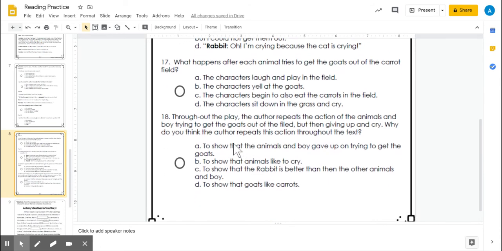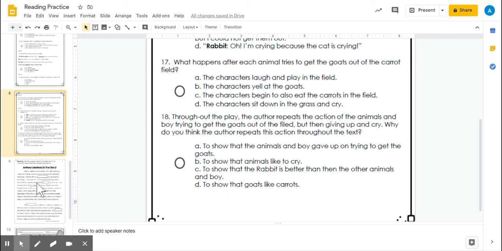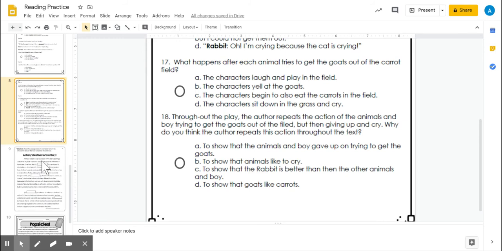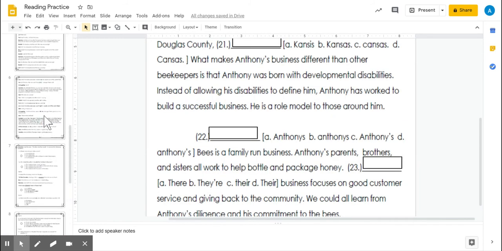Throughout the play, the author repeats the action of the animals and boy trying to get the goats out of the field, but then giving up and crying. Why do you think the author repeats this throughout the text? So why is he showing that repetition? And then I'll describe the last part in a second.